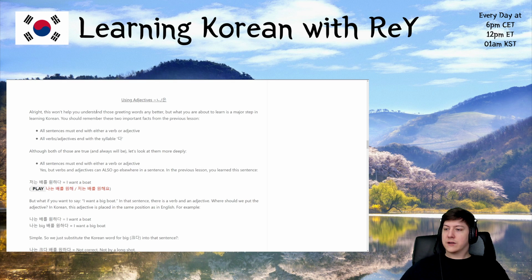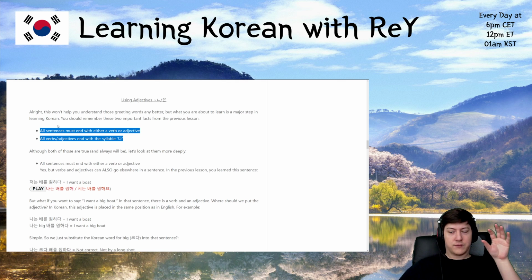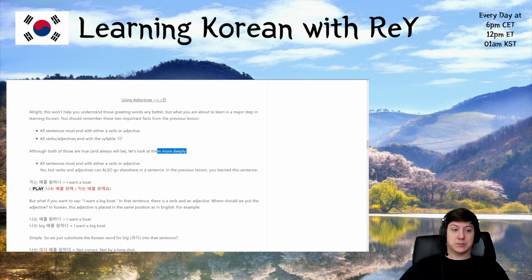Okay, this won't help you to understand these words better, but what you're about to learn is a major step in learning Korean. We have learned this already: it's always an adjective or verb at the end of every Korean sentence, and they always have the da at the end. Now we look into it more deeply. Verbs and adjectives can also go elsewhere in a sentence. There are sentences with a verb and an adjective, for example, or two adjectives.